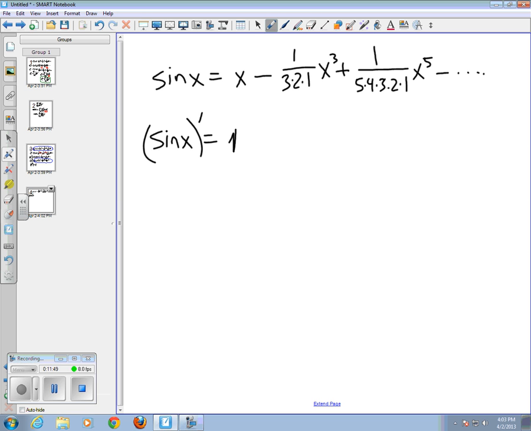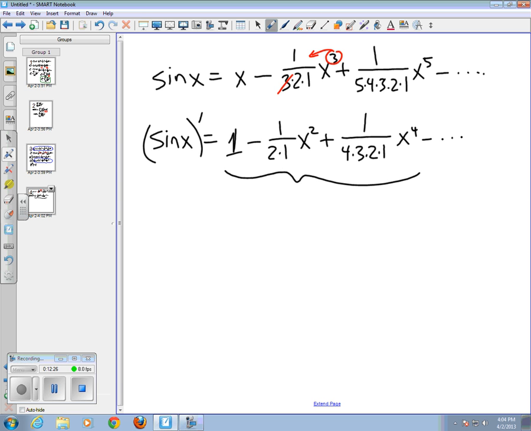So you can see that when we do the derivative of sine, the derivative of x, of course, is 1. When we do our next term, this 3 is going to come out front and cancel with that 3, and the power will go down to 2. So we have 1 minus 1 over 2 times 1, x squared. For the next term, the 5, when you take the derivative, will cancel with the 5 in the denominator, leaving us with 1 over 4 times 3 times 2 times 1, x to the fourth, and then the next term will be a minus. And you can see that this is the first 3 terms of the series for cosine of x. So this is, in fact, cosine x.